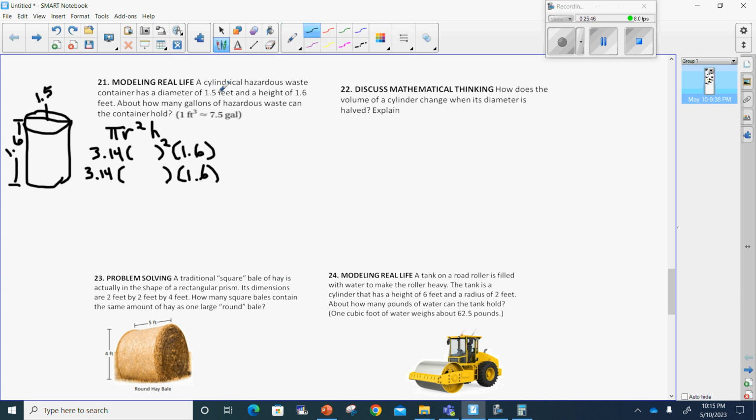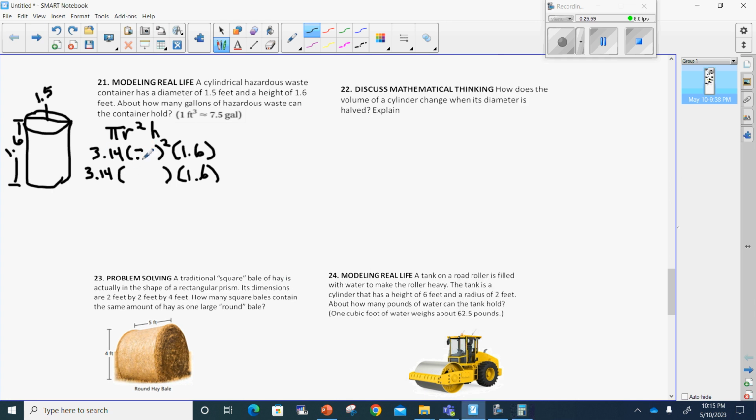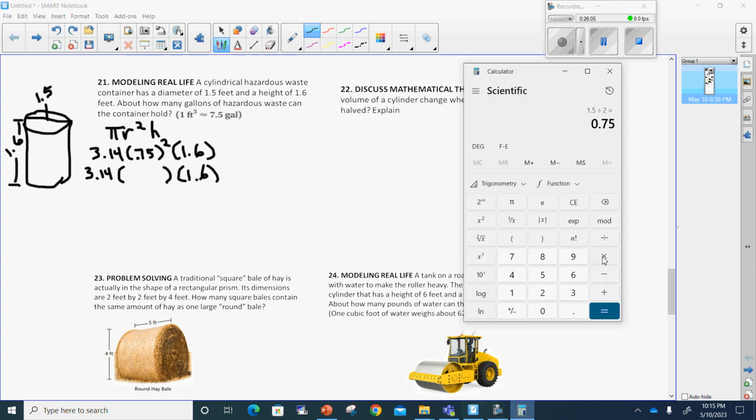So now I've got to put all of this in perspective correctly. I've got to take half of 1.5. So first I'm going to take 1.5 and divide it by 2. That's going to give me 0.75. Now I've got to take 0.75 and multiply it by itself, 0.75 times 0.75. That's going to equal 0.565.